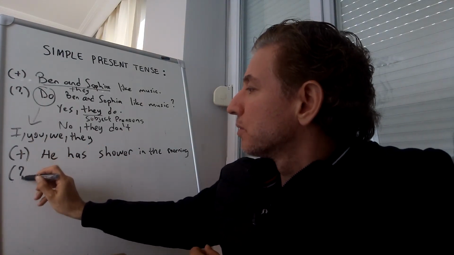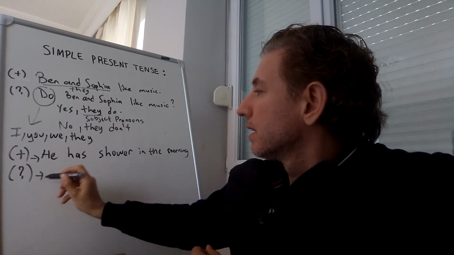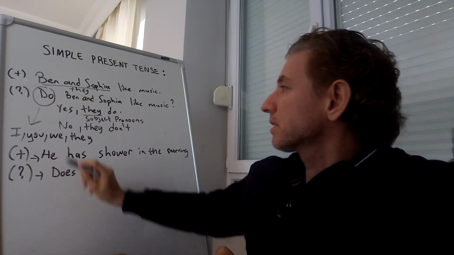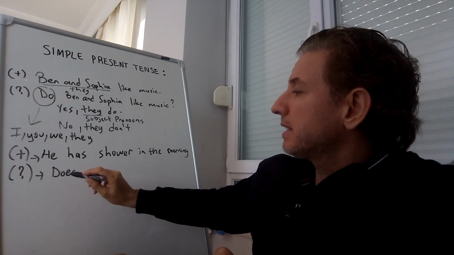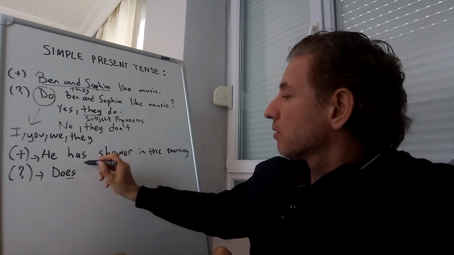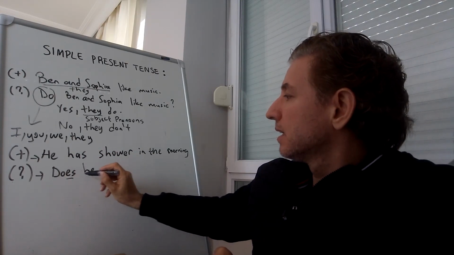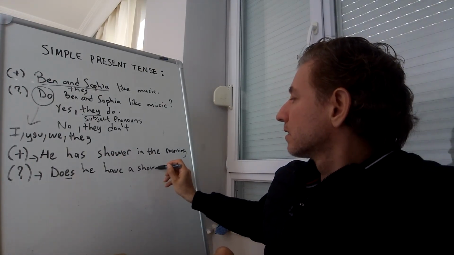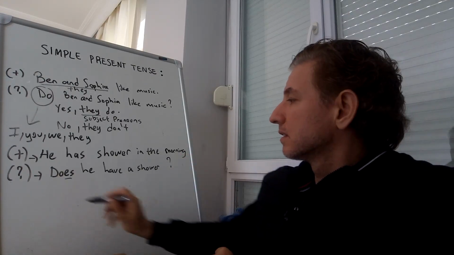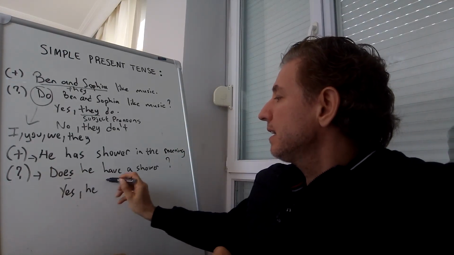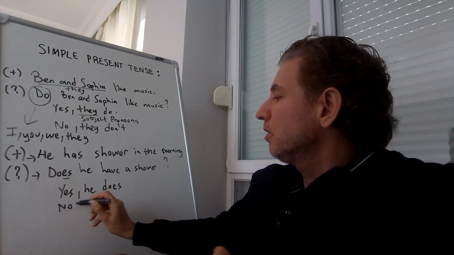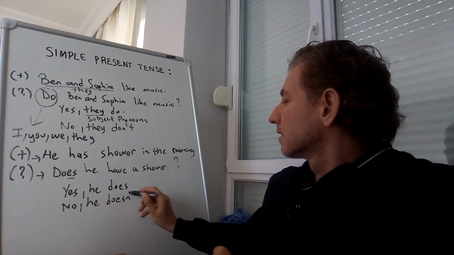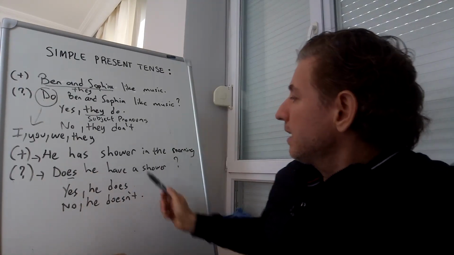Now change this into a question. Has, does. Here comes the auxiliary verb does, with the s form. Okay, does. Now put the subject here. Does he have a shower? Does he have a shower in the morning? Yes, he does. Or no, he doesn't. Does he have a shower?